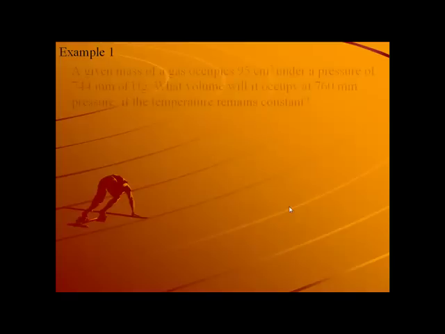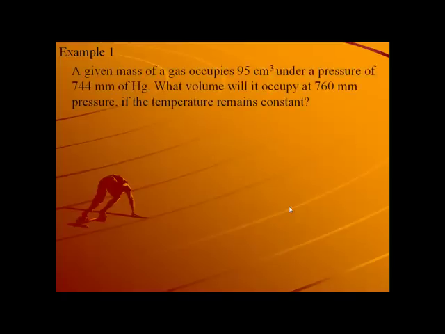Example 1. A given mass of a gas occupies 95 centimeter cube under a pressure of 744 mm of mercury. What volume will it occupy at 760 mm pressure if the temperature remains constant? P1 is equal to 744 mm of mercury and V1 is equal to 95 centimeter cube. P2 is equal to 760 mm of mercury and V2 is unknown.